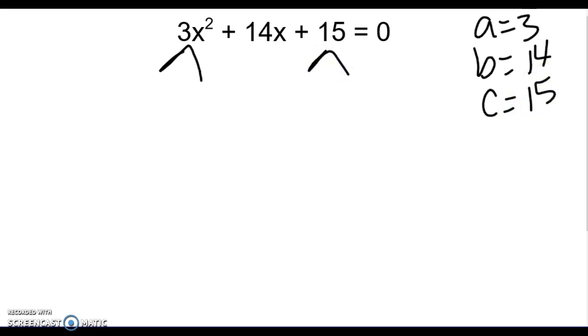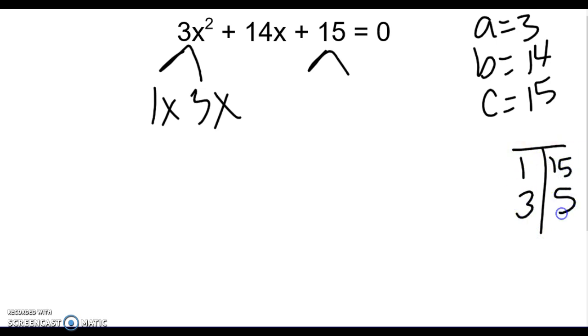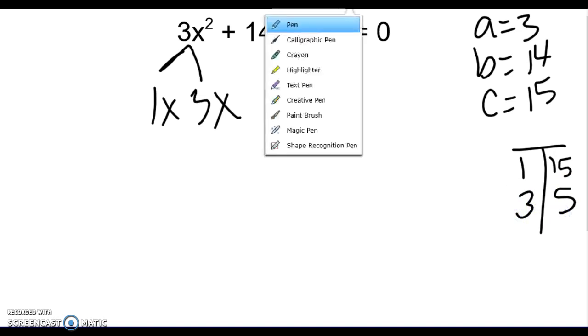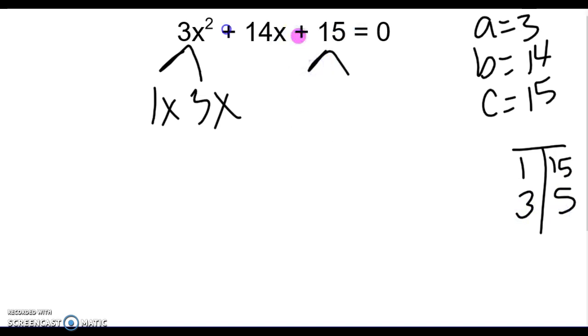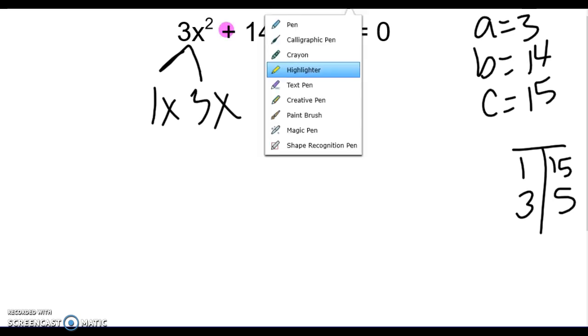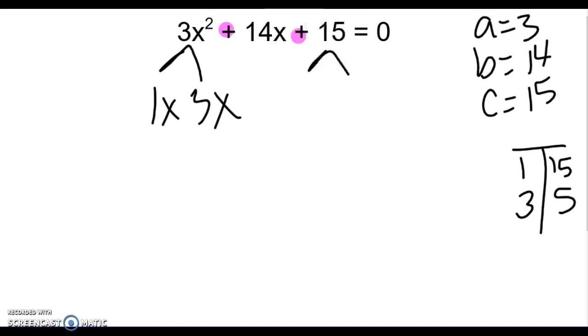So there's only one way to get 3x squared, 1x and 3x. Then 15, I can do 1 and 15, 3 and 5. Now look, I've got a positive and a positive. So what do I know about the signs? Yeah, they're all going to be positive, which makes my heart very happy. Okay, I want to get 14 in the middle. So what am I going to do?